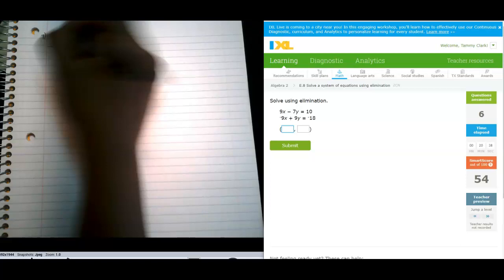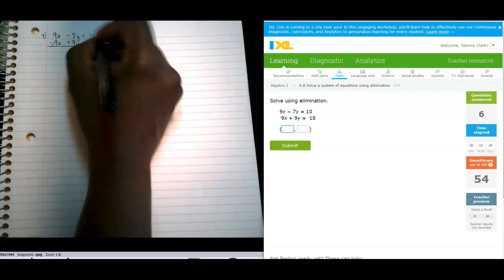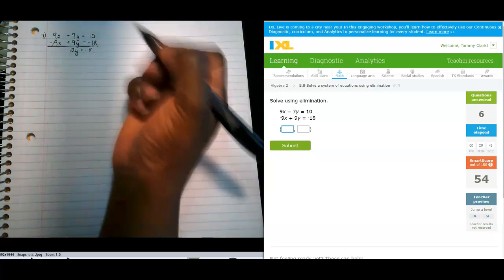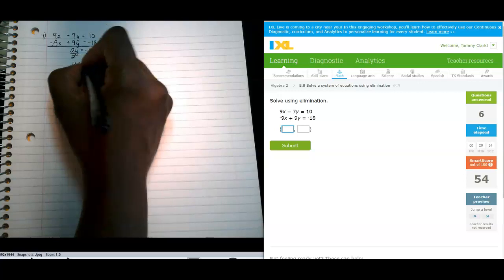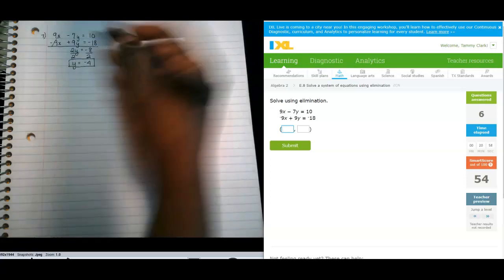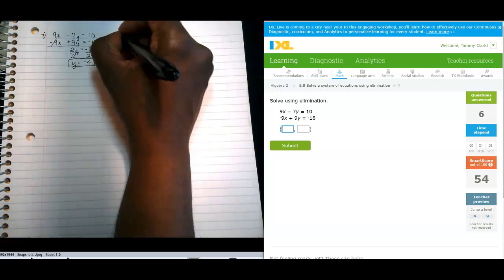And I've got negative 7y plus 9y. That gives me 2y. 10 minus 18 gives me negative 8. We want the y alone, so we're going to divide by 2 on both sides of the equation. That gives us y is equal to negative 4. Choose either equation, and we're going to substitute negative 4 in for y. So I'll just take the first one.